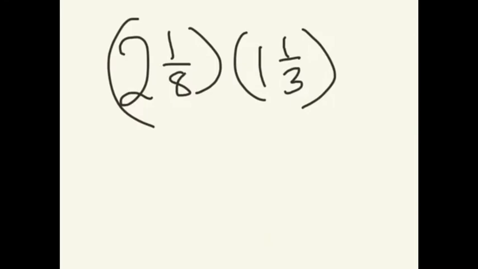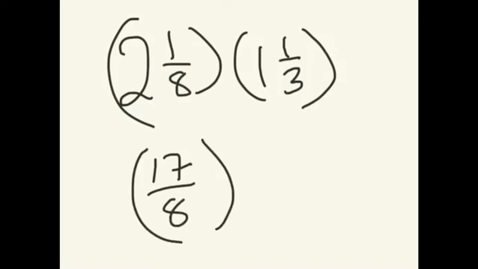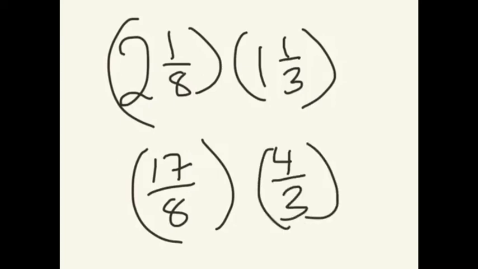So again, I have to make them into improper fractions. 2 times 8 is 16, plus 1 is 17. So 2 1/8 is the same as 17/8. 1 1/3 converts into 4/3 as an improper fraction. Thank goodness I can cross-cancel again. I'm going to take 4 out of both. So 4 divided by 4 is 1, and 8 divided by 4 is 2.